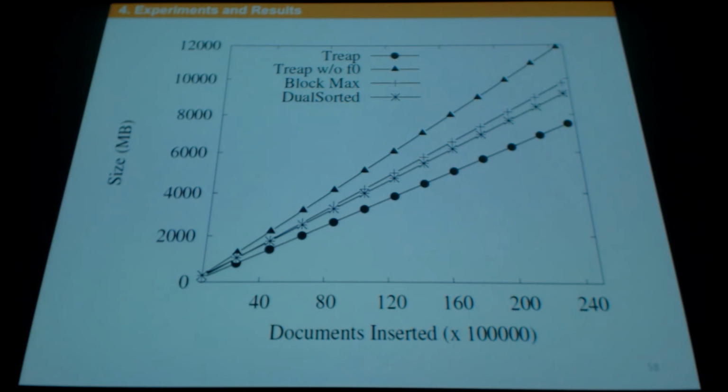So these are the results in terms of size. The treap is the circle. That's the most important part. You can see that we are approximately 20% smaller than current solutions, and these are for 25 million documents. And as expected, the growth of the size is linear. Just the constant is going to change.